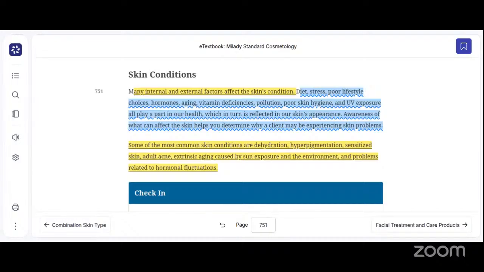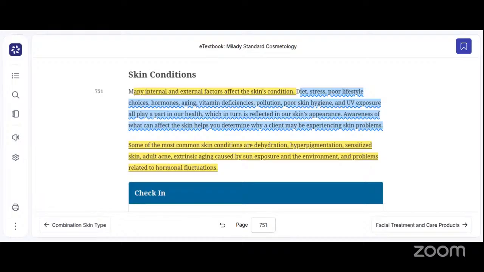So, let's look at this. These are common skin conditions. This is what we're going to see when we do these consultations and the client says, well, when I come to get my service, can I also come get a facial as well? Dehydration, lack of water, lack of oil for the skin.